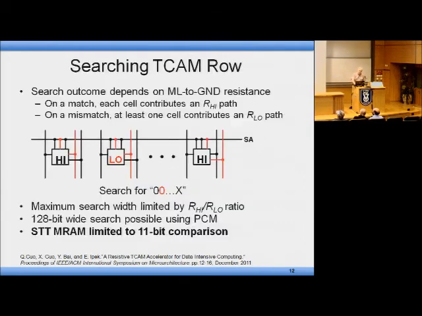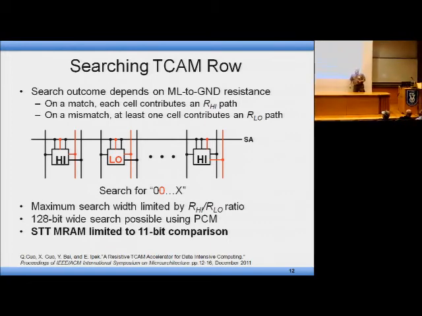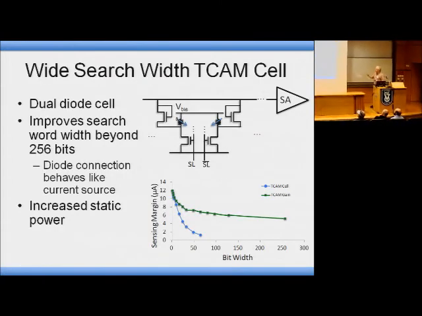So we do that, and some of our work has been looking at how to explore it. The problem with this basic core is, because of that resistive ratio and the currents and voltages that we're operating with, it produces something on the order of a limitation of about 11-bit search signature. And that's too short to be of interest. So we're actually looking at ways to expand that. And we're applying some of these diode structures.